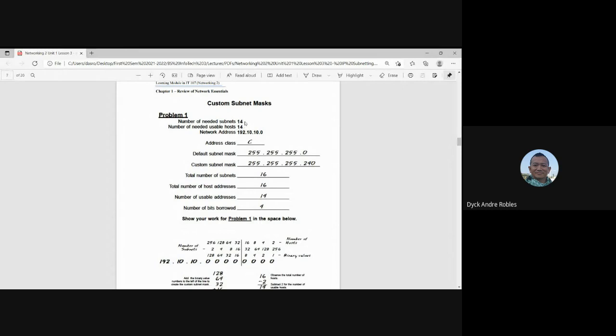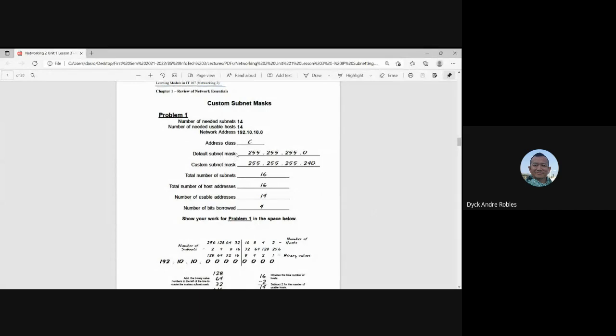So 192.10.10.0. Going back to your notes, try to check where that 192 in the first octet belongs: class A, class B, or class C. In this case, this is class C.